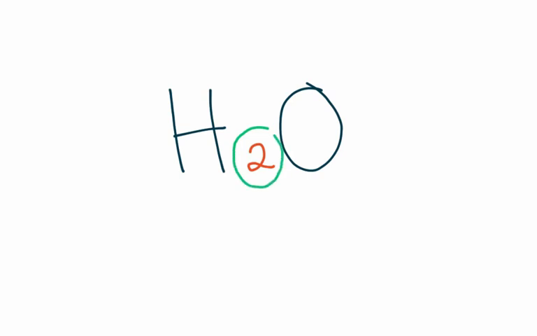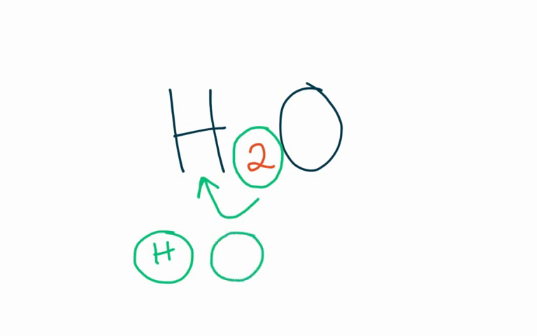A little number after an element tells you how many atoms of that element are in the molecule. In this case, 2 H's. So that means we have 2 hydrogen atoms in this molecule. But you'll notice there's nothing after oxygen. If there's no number following an element, we assume that it is a 1. So, in our molecule of water, we have 2 hydrogen atoms and 1 oxygen atom.